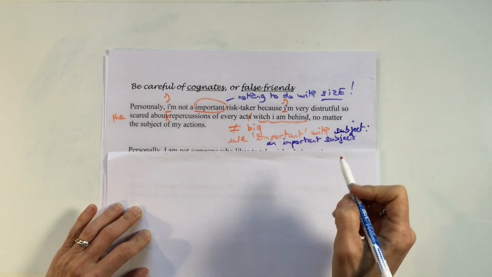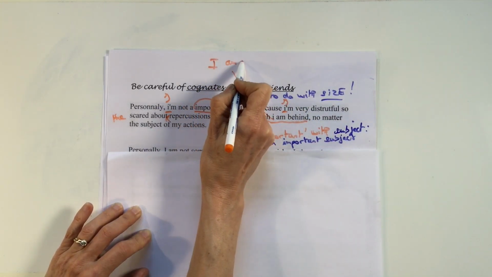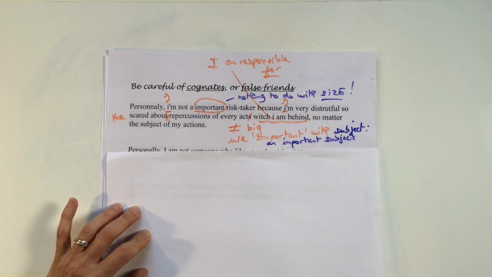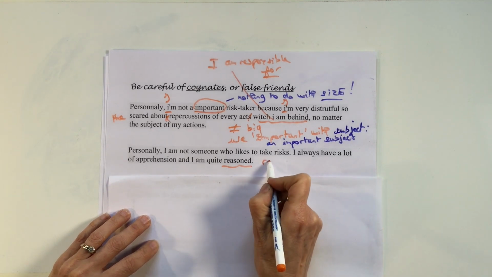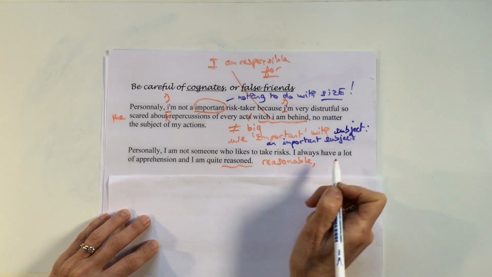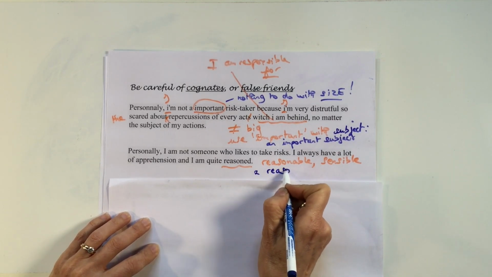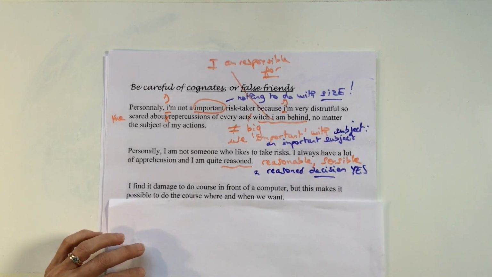The repercussions of every act. After every, the noun should be singular. And here, why don't you use responsible for? Quite reasoned. Well, it's better to say that you're quite reasonable, quite sensible. Use reasoned when talking about a decision, a reasoned decision.